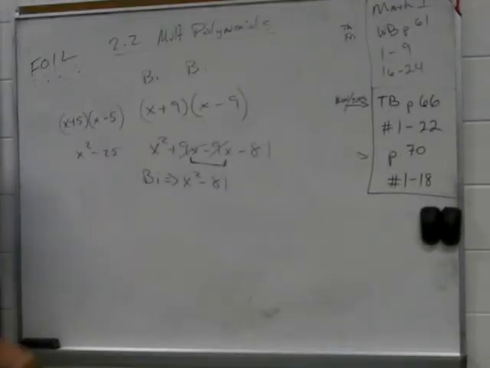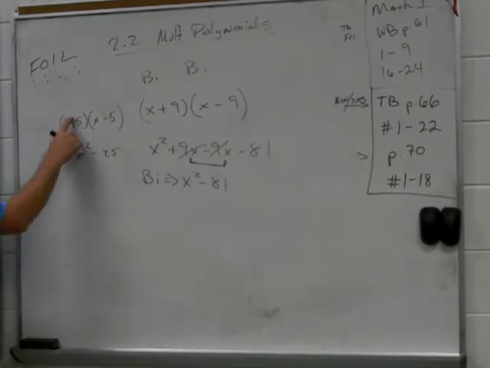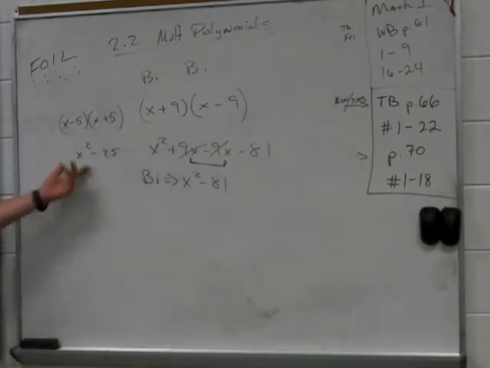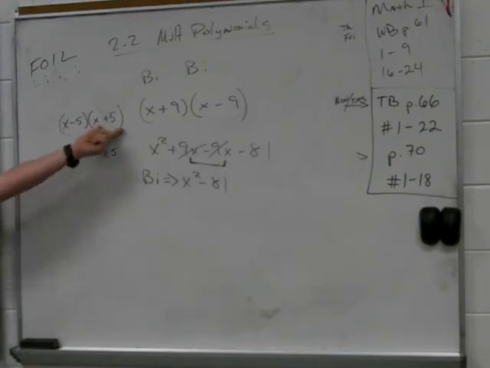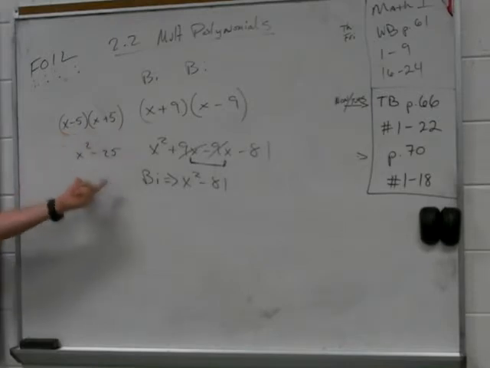x squared minus 25. Here's a question. If I change this and make this into negative and I make that into positive, does that affect the outcome? No, it doesn't. As long as that's x plus 5 and that's x minus 5, in either order, your outcome is always going to be x squared minus 25.